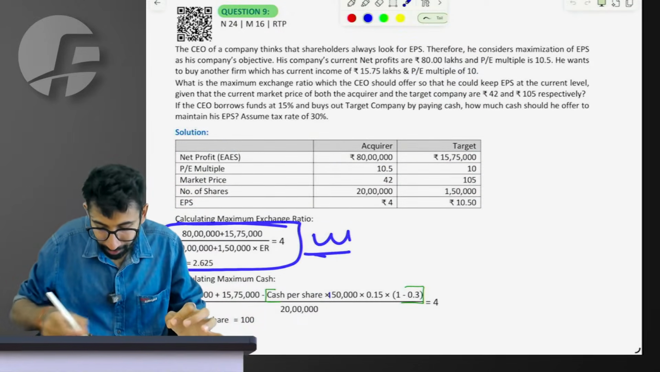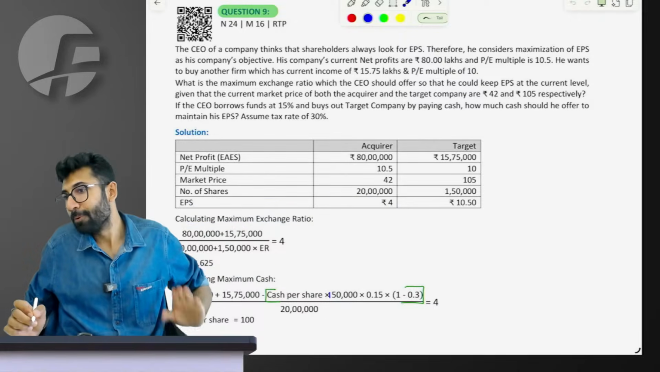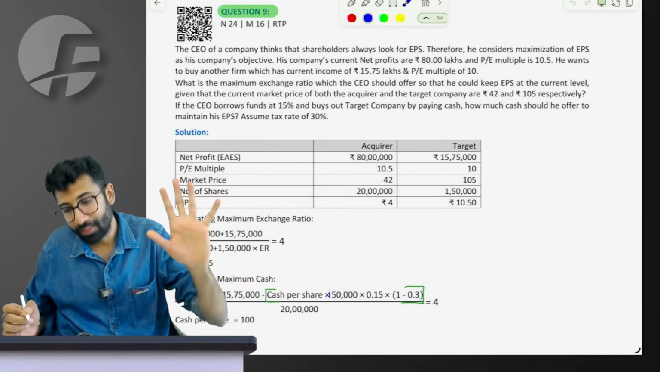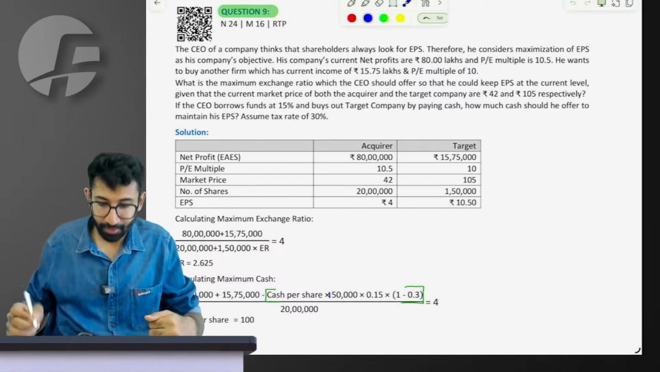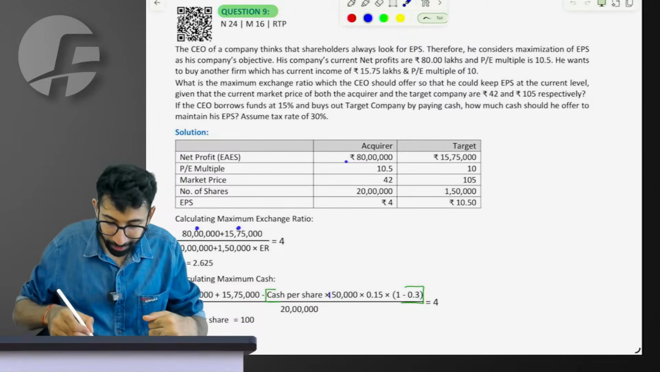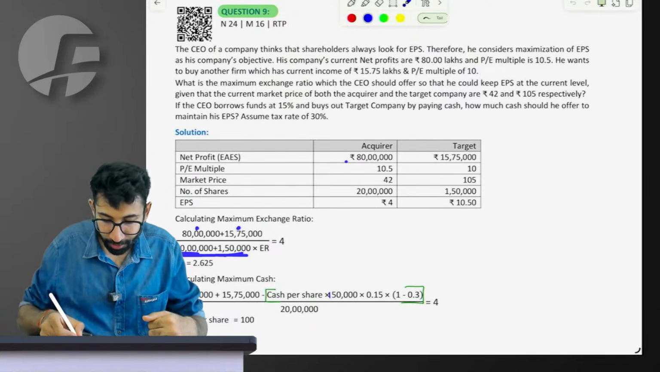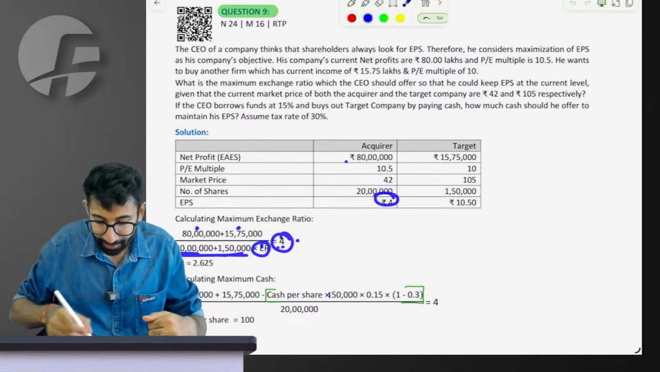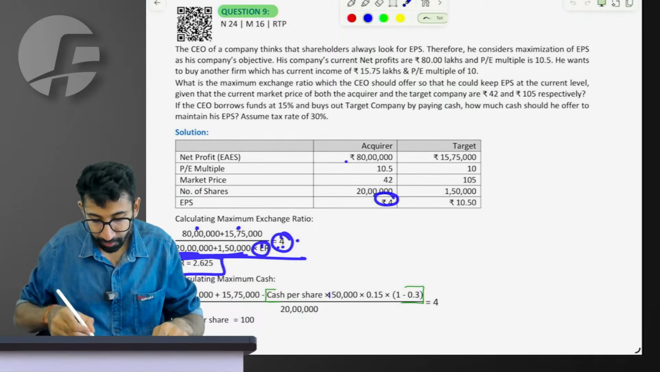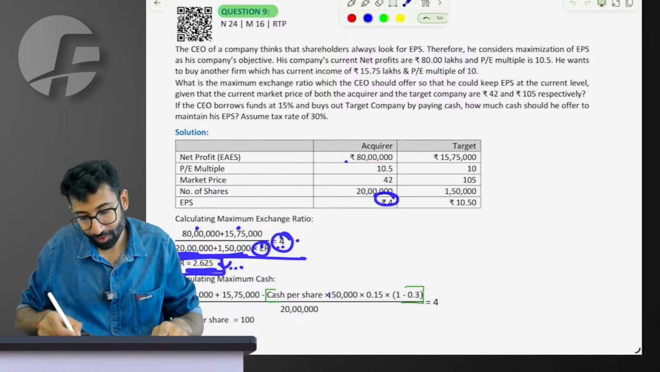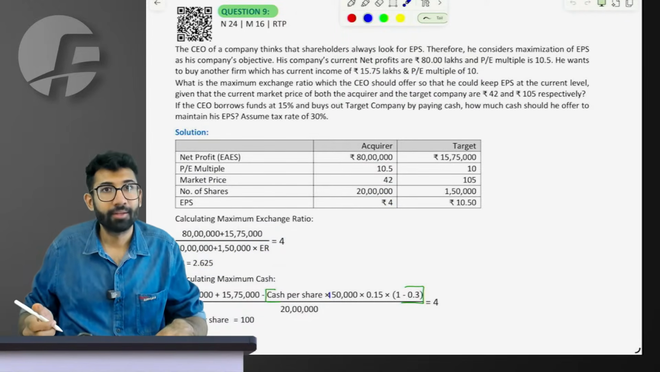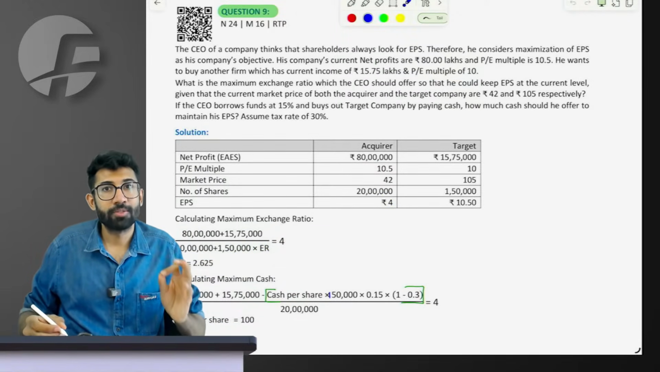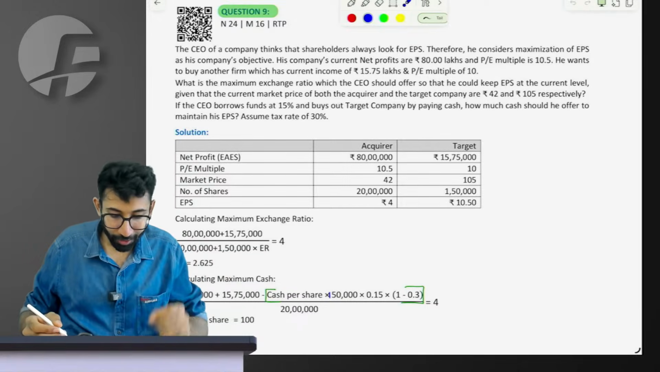Could you comfortably understand what this is? People in the class, is it going on? So my PAT, your PAT divided by my number of shares plus your shares into the exchange ratio will give you the post-merger EPS, which should be equal to pre-merger EPS of 4, right? In this entire equation, only the exchange ratio is missing, which if you calculate is 2.625 is to 1, the final answer. Such a simple question it becomes if you realize.